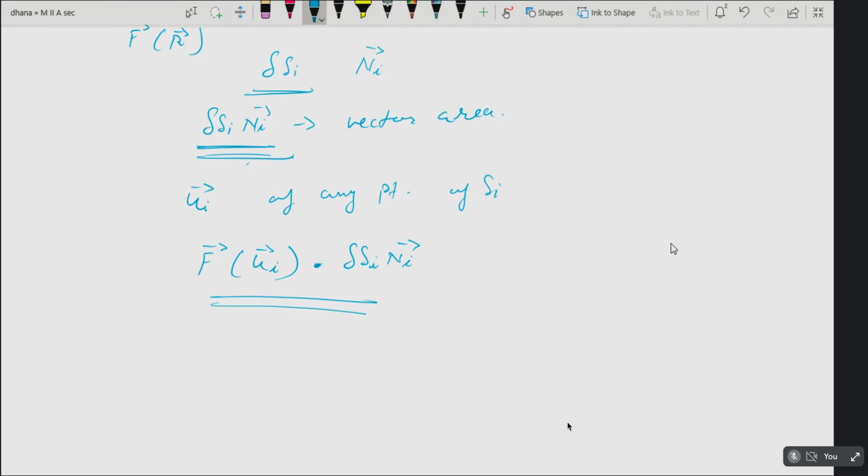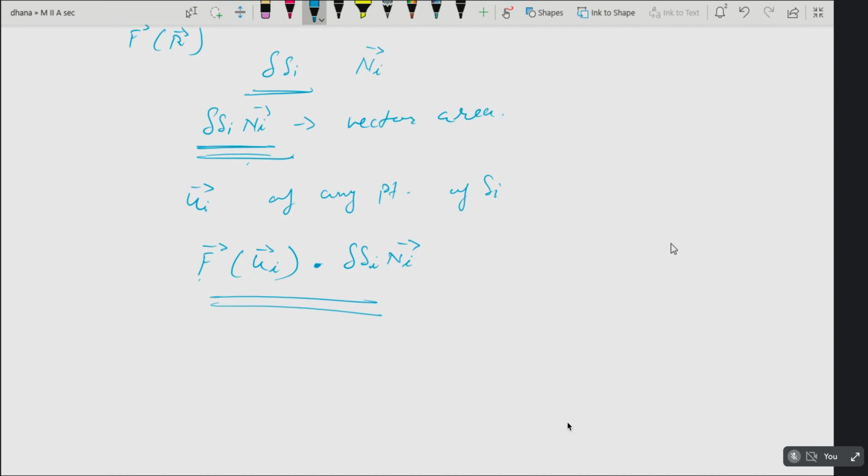Okay, now can you calculate? You have f bar, which is in terms of Ui bar, a dot product in between. You have delta Si into Ni bar. Can you calculate it or not? Just a dot product. You have two vectors, you are calculating the dot product. You can find this one. Is it or not? Now, the same thing you can do for each and every subsurface. Here I have taken this dot product only for one subsurface, which is Si. This you can do for every subsurface now. Is it or not? Yes, ma'am.